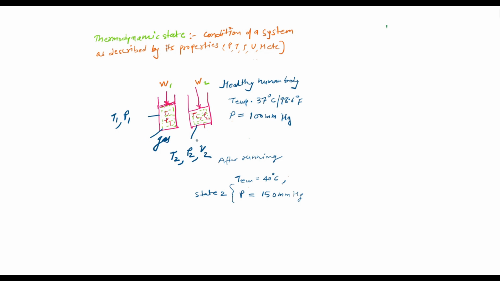So this is another state. This is state 1 here, and this is state 2. These are the different states. This is state 1, where its properties are different. In state 2, the properties are different. Some properties may be the same also.